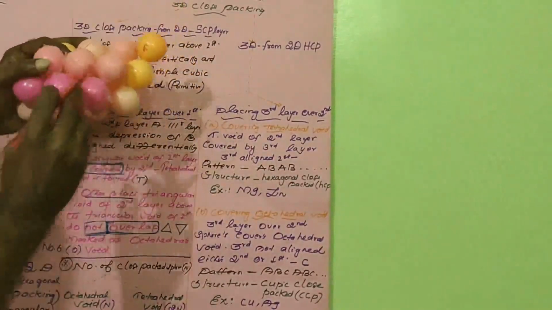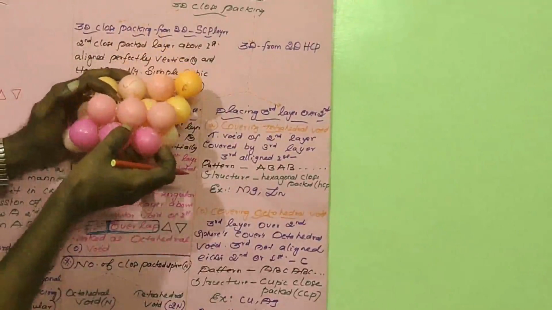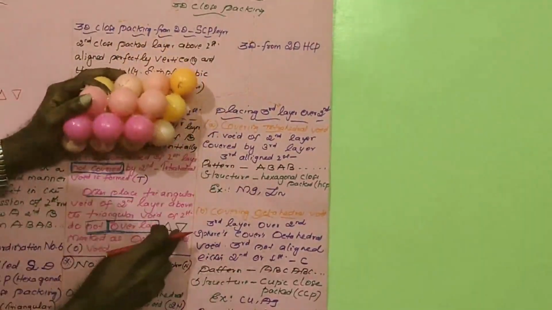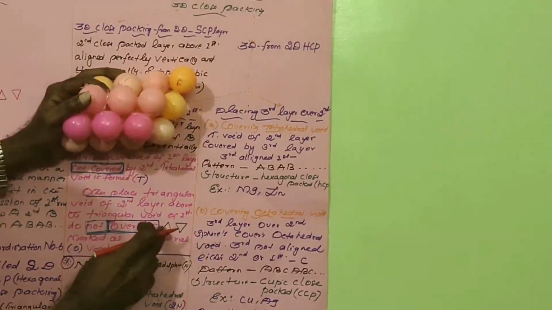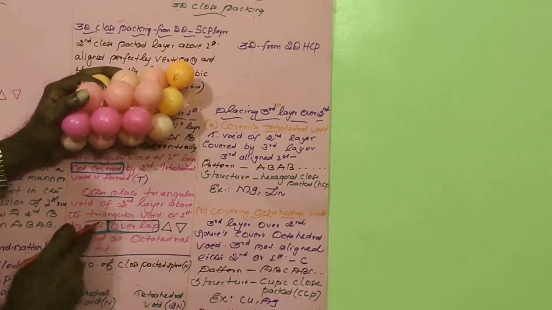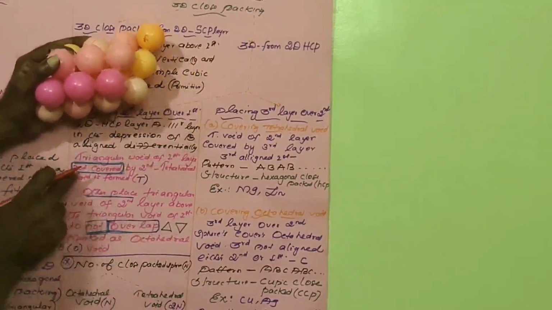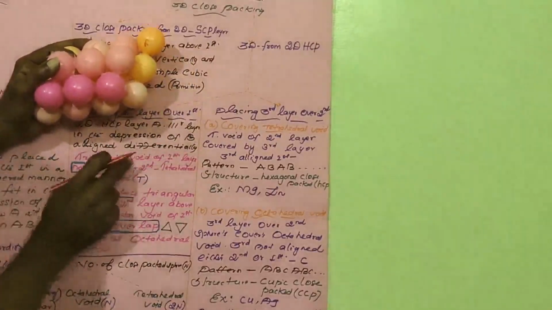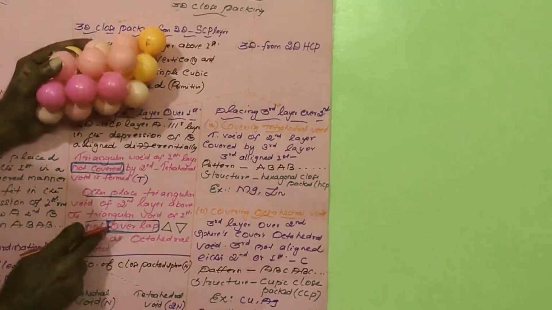This type of the second layer, the apex in the bottom, the first layer in the top. Here the two do not overlap. Here the two do not overlap. Here the two are not covered. That is the difference. Here it is not covered. Here it is not overlap.